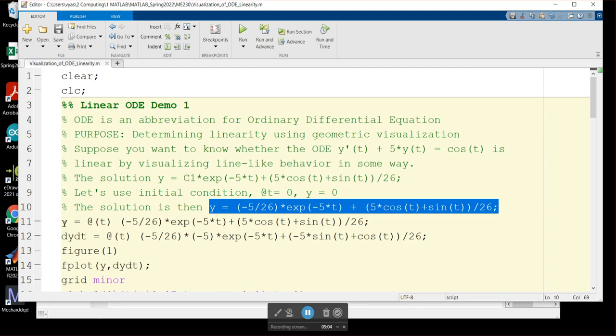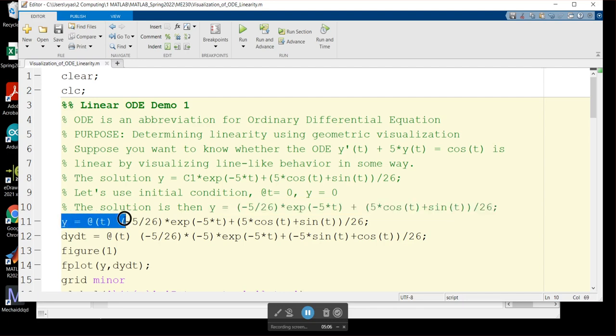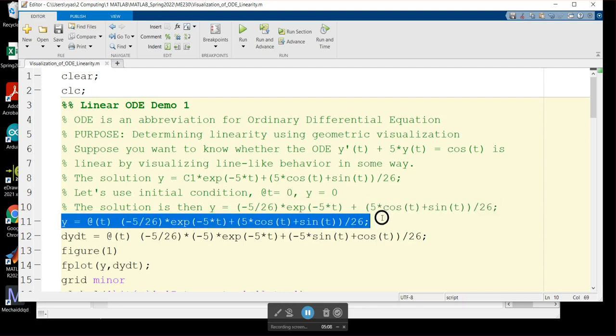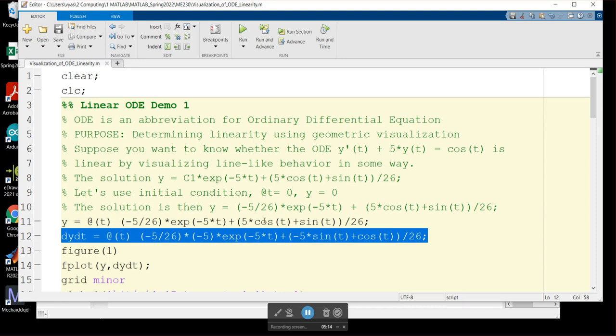Okay. Having said that, I'm going to now define a function handle corresponding to the solution y, and then a similar function handle for dy dt. So dy dt is differentiation of y with respect to time. dy dt is supposed to be dy over dt, but if I write slash dt, MATLAB will not like it. So that's why it's written like this.